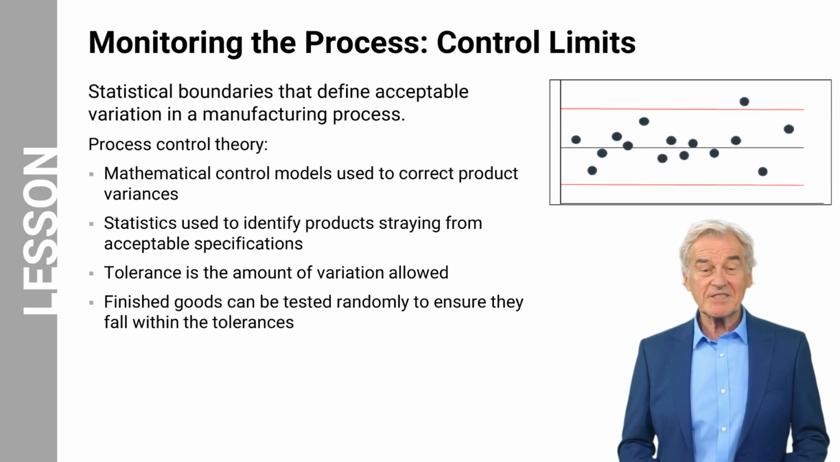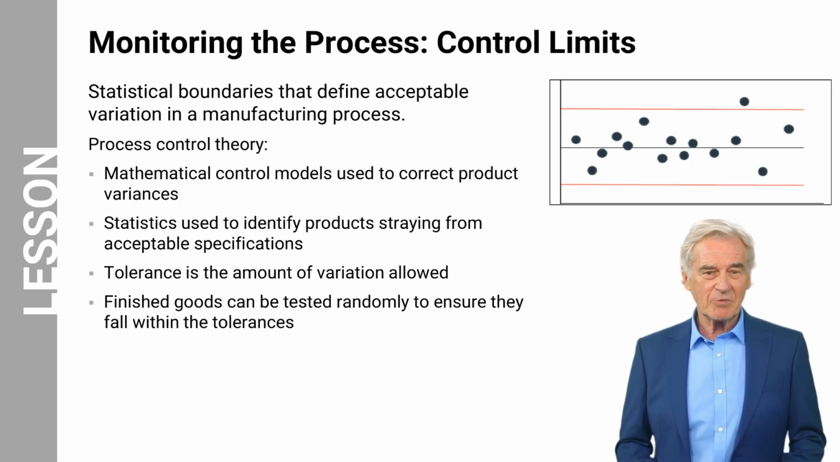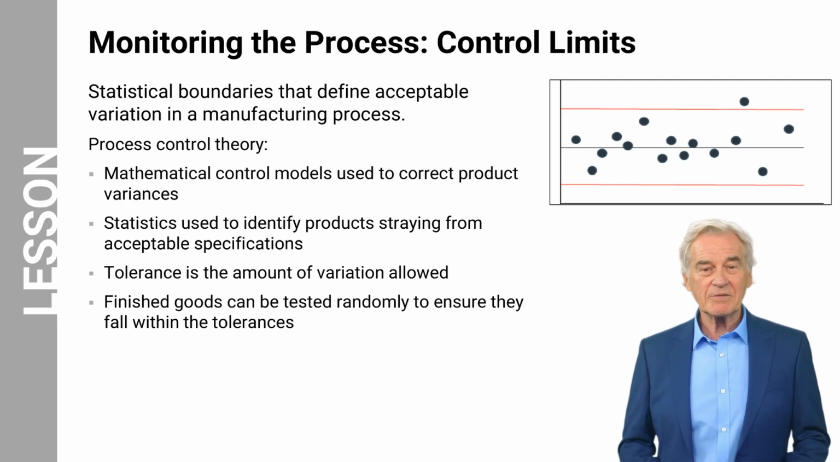Control limits in process monitoring are statistically calculated boundaries, typically set at 3 standard deviations from the mean, that define the acceptable range of variation in a manufacturing process, with measurements outside these limits indicating that the process needs immediate investigation and corrective action. Process control theory states that mathematical control methods can be used to correct variances between those outputs that are desired and what is actually produced. Control limits use process statistics to identify products that have strayed too far from acceptable characteristic levels, such as size or composition.